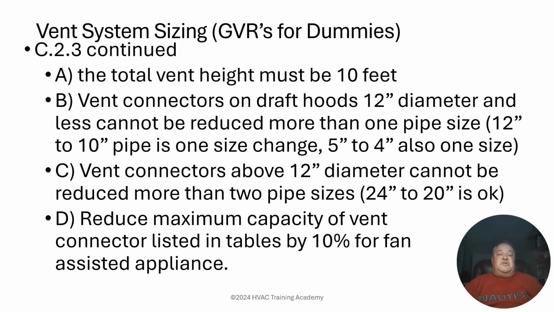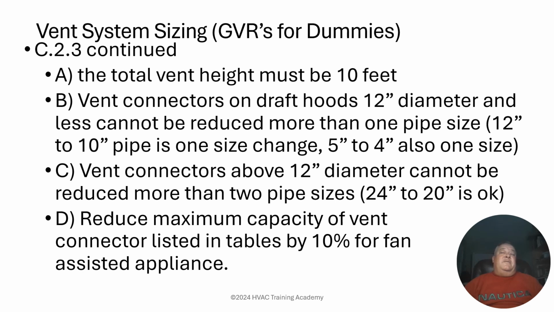Vent connectors on draft hoods 12 inch and less cannot be reduced by more than one pipe size. Because keep in mind, when we get up to about 10 inches, we're now going to have 2-inch increments between sizes of pipes. There is no 11, there is no 13, there is no 15. What there is, is 10, 12, 14, 16, and so on. Now, below 10 inches, we typically are going to have 1-inch increments. Definitely below 8-inch, we'll have 1-inch increments. You can have 8, 7, 6, 5, 4, and 3. Usually 3 inches is about the smallest you're ever going to see when it comes to actual B-vent or C-vent, single wall or double wall vent connector.